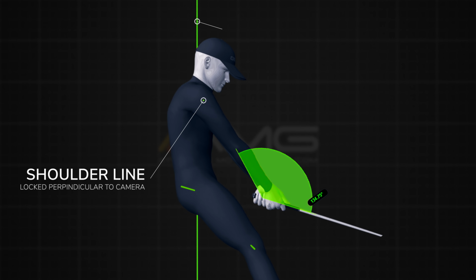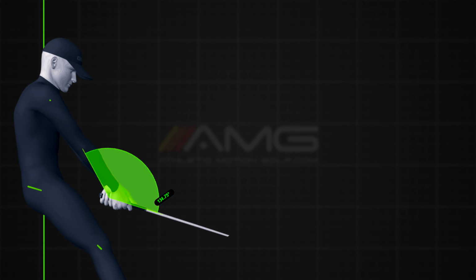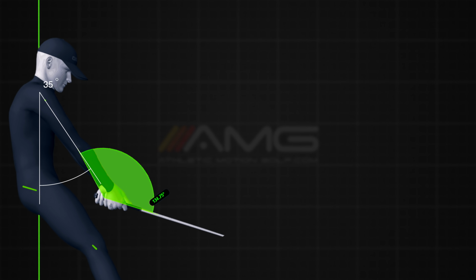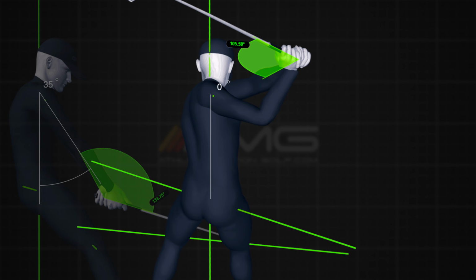So we can't show this in video form. I have to show you the images because we have to keep moving the camera every inch of the swing to see this exact perspective. So we got him here at setup, and he's 35 degrees elevated arm relative to that vertical spine. And the second image here is the top of the swing, and he's 65 degrees. So he's elevated that upper right arm 30 degrees from address to the top of his swing.